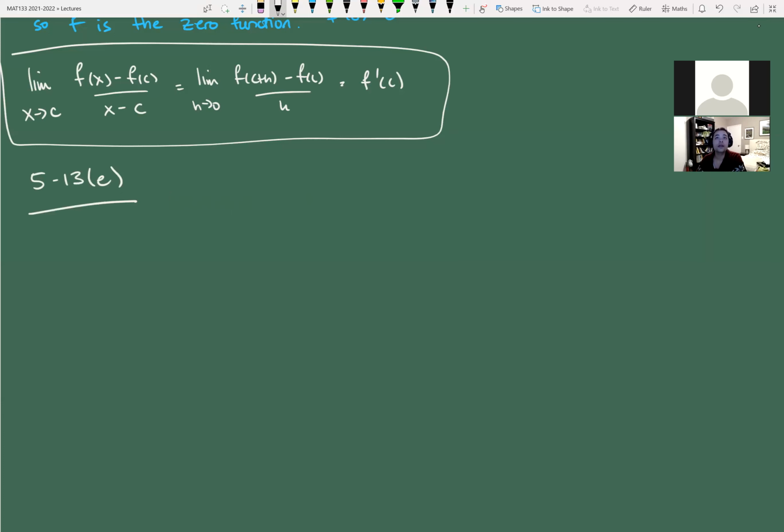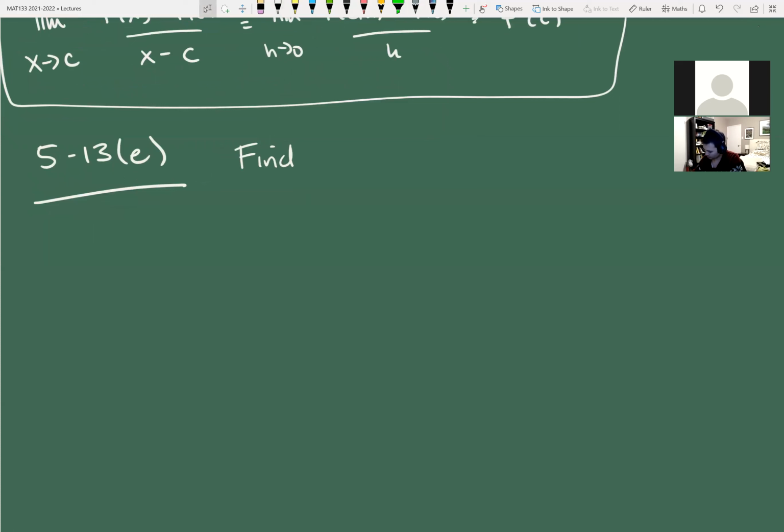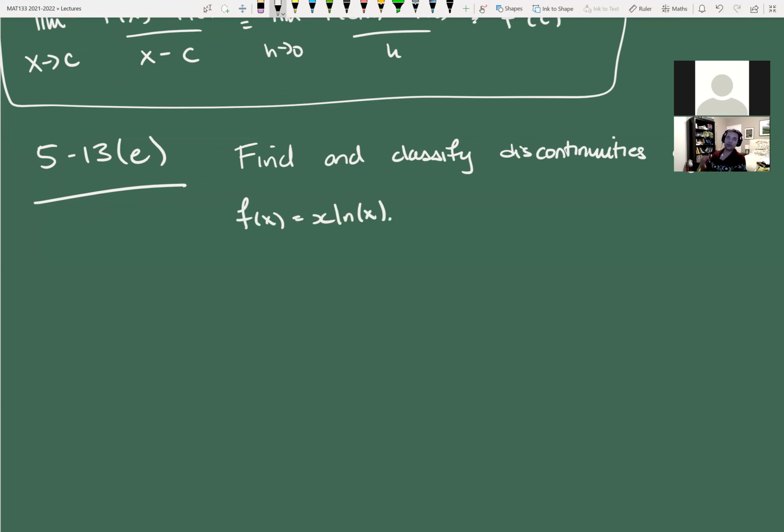513E. So this is find and classify the discontinuities, right? Okay, and so this is kind of antiquated. I think it says log x, but I want it to be ln x here. There's a while when we used to teach the class as log being ln, but they're the same thing. So don't take log base 10. Let's use log base e.